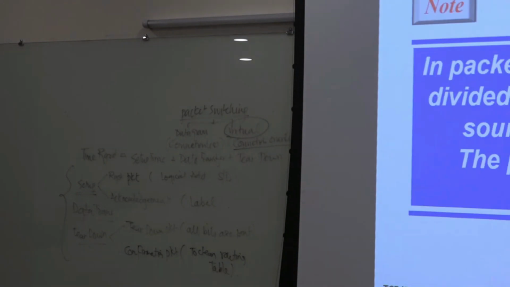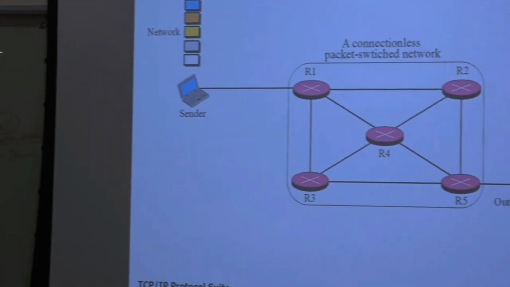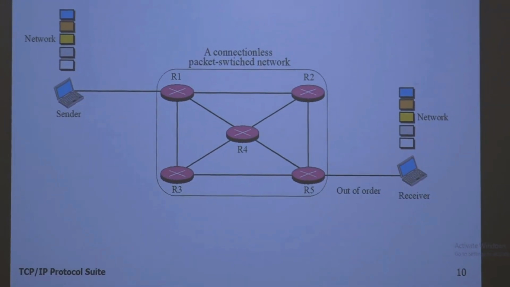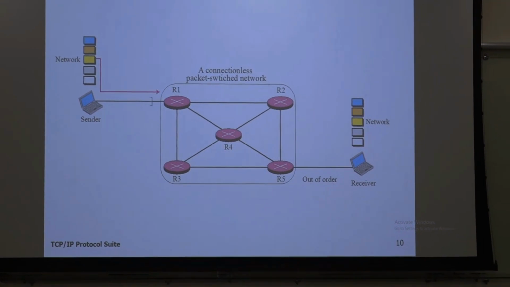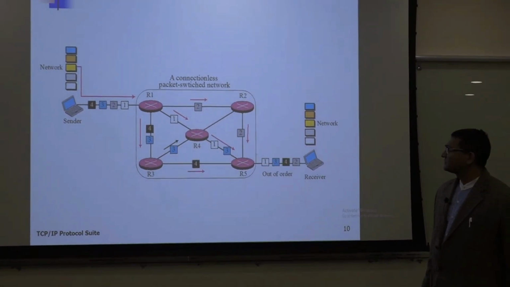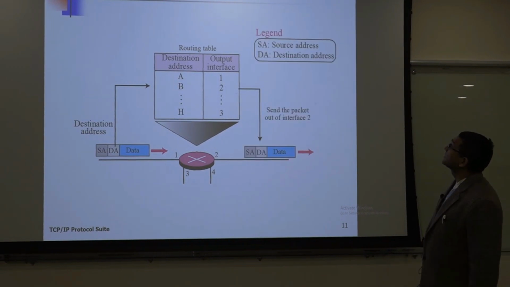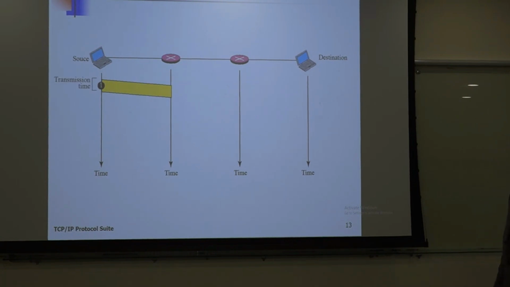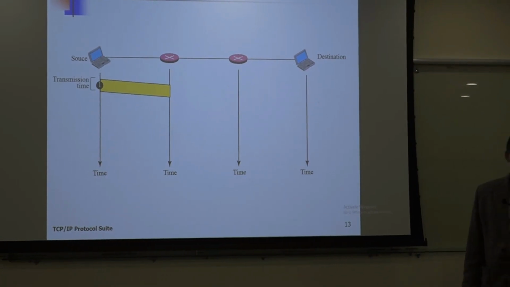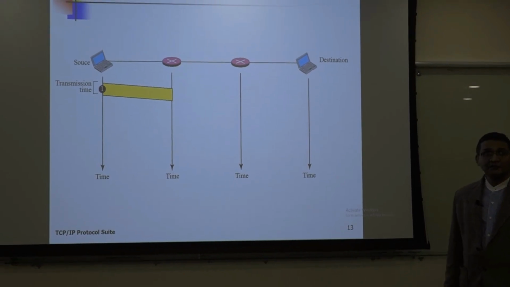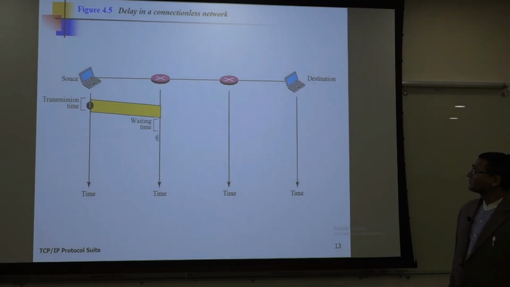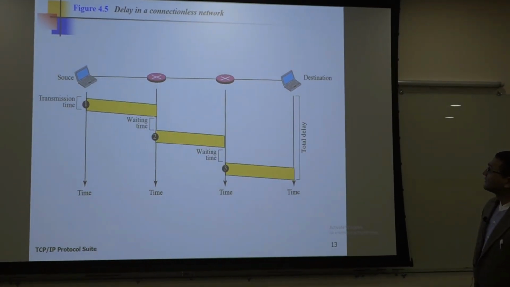So this we have already covered. In connectionless, what is happening? The message is divided into packets and they flow independently to reach the destination. This we already discussed, right? In connectionless, you can see how the delay occurs. There is a time for transmission and a time for waiting. Every packet that goes to a router has to wait to be forwarded to another router. There is a waiting time involved. So this is the total delay.